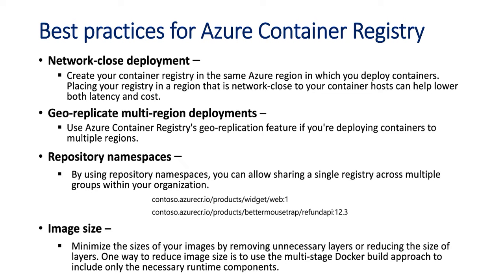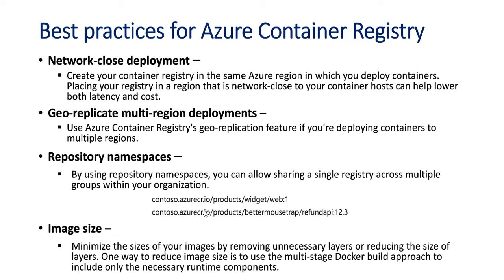Next, we have repository namespaces. By using repository namespaces, you can allow sharing a single registry across multiple groups within the organization. If you can see here, this is a single registry, contoso.azurecr.io, and then we have products, and the last part, if you see bizet and /web1, these are different. So basically, a single registry you can use in multiple places.